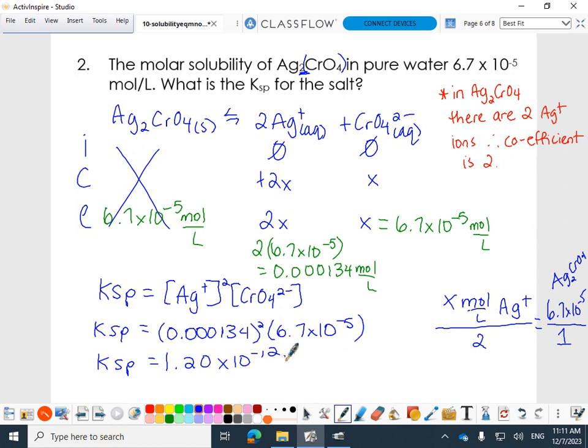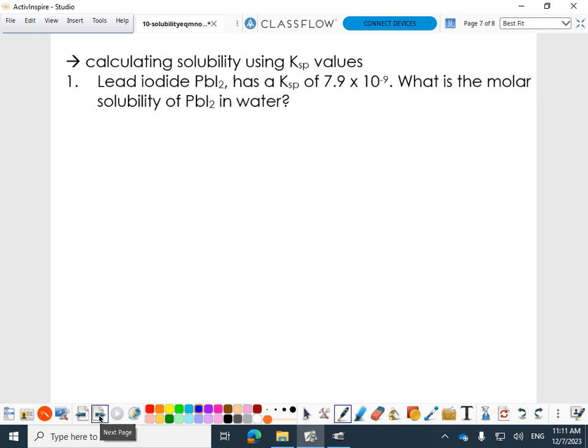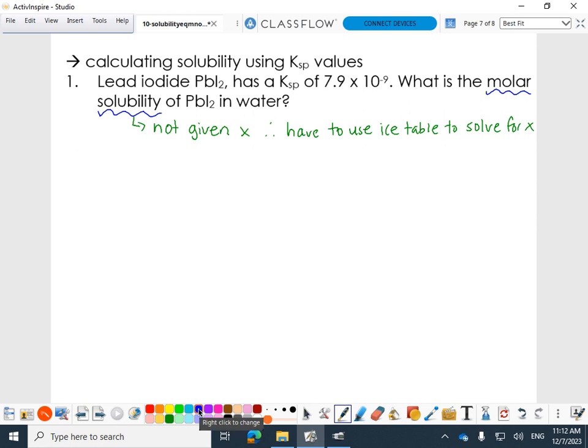Okay, so let's do the other kind of problem. What happens when you're given KSP and you have to solve for X? So we did one example where the two ions had coefficients of 1. We did where the cation has a coefficient of 2. Now we're going to do what happens when the anion has a coefficient of 2. And it's very, very similar, okay? But we are this time given the KSP value, and we're calculating the molar solubility. So the molar solubility goes in the E line. So this time we don't have X. We are calculating X. But the general structure is the same.